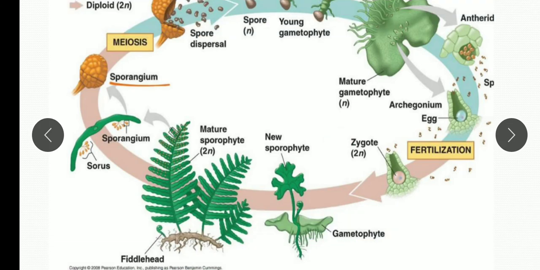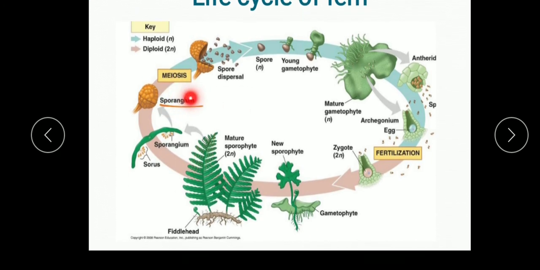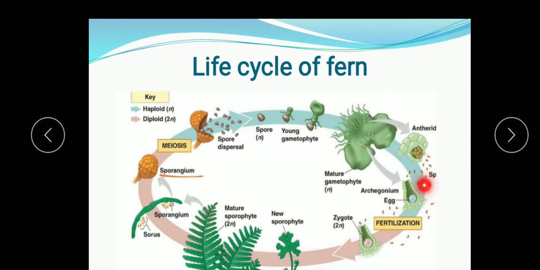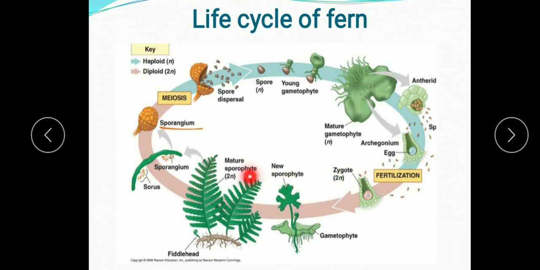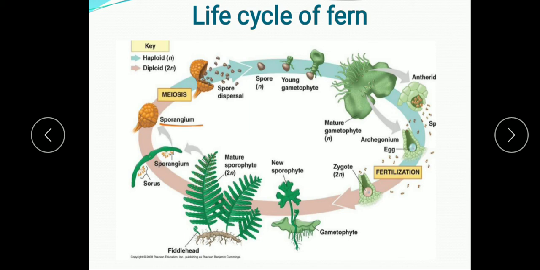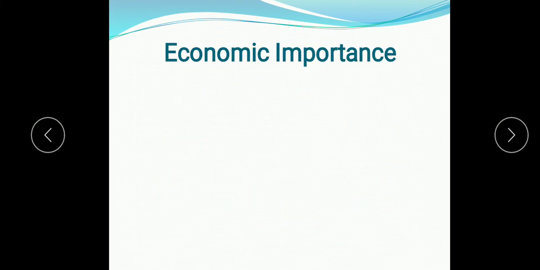So understood, children? The gametophytic stage alternates with the sporophytic stage. Clear? Understood? You start from meiosis till the formation of the haploid spores. This is the gametophytic stage, and this lower side, after the fertilization till the sporangium, is the sporophytic stage. So this is the life cycle of fern or a pteridophyte.